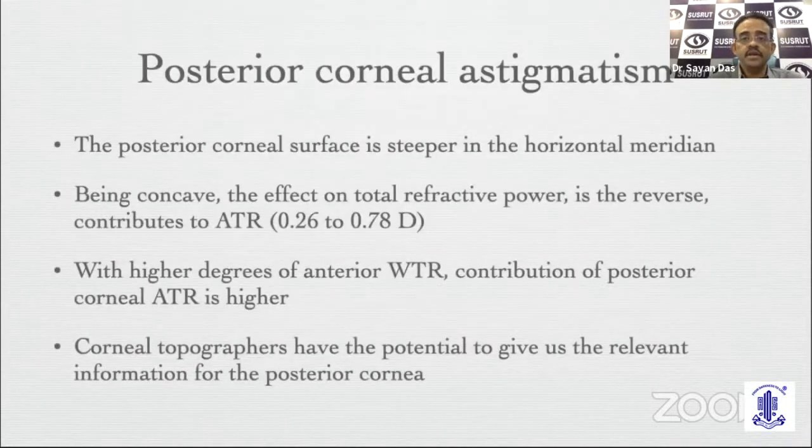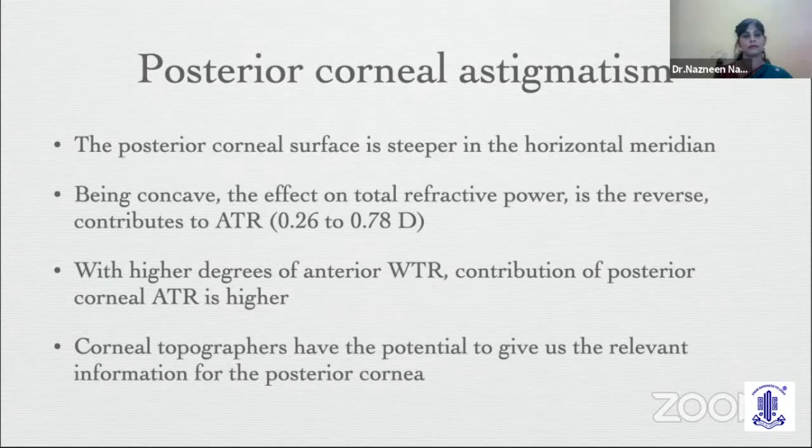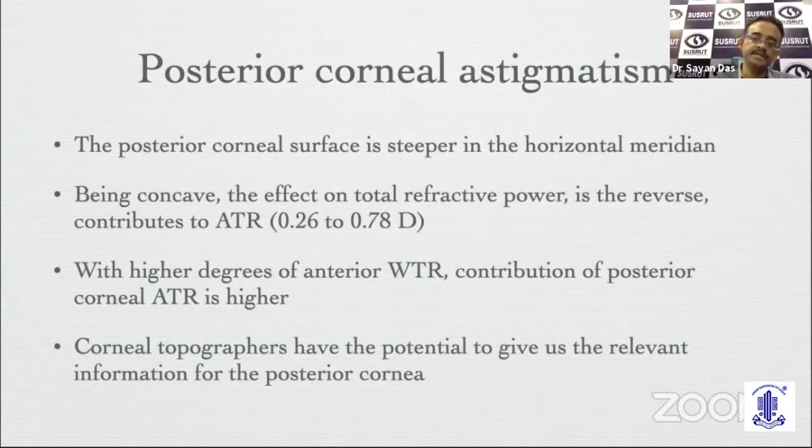Coming to posterior corneal astigmatism, the posterior corneal surface is steeper in the horizontal meridian, and thus, being concave, the effect on the total refractive power of the cornea is the reverse. Thus, it contributes to, or adds to, the against-the-rule astigmatism. It has been seen that with higher degrees of anterior with-the-rule astigmatism, the contribution of the posterior corneal ATR is higher, and corneal tomographers have the potential to give us the relevant information for the posterior cornea.